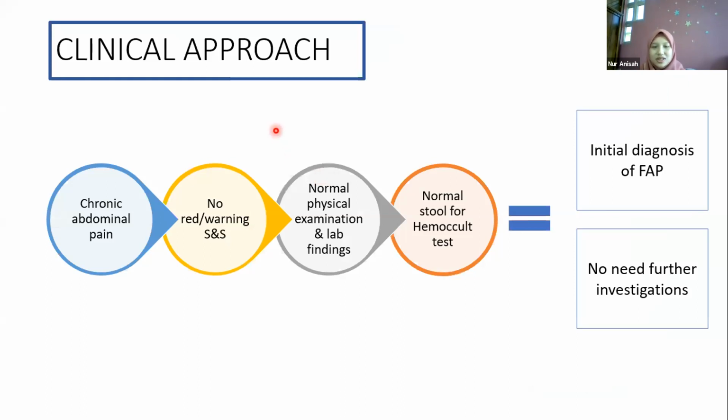And how do we approach this case? First, from the history, we find chronic abdominal pain plus no red or warning signs and symptoms. Then we go to the physical examination and lab findings, where there will be normal findings. Plus, we do the fecal occult blood test, which also shows a normal finding. With all these 4 components, we lead to a diagnosis of FAP. And this doesn't need or warrant any further investigations.